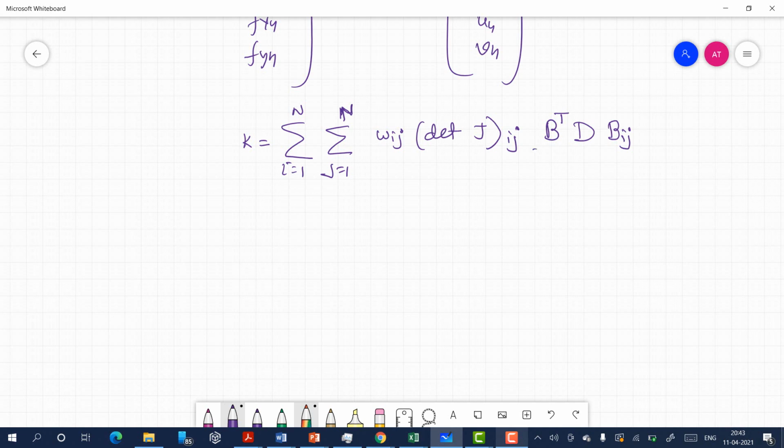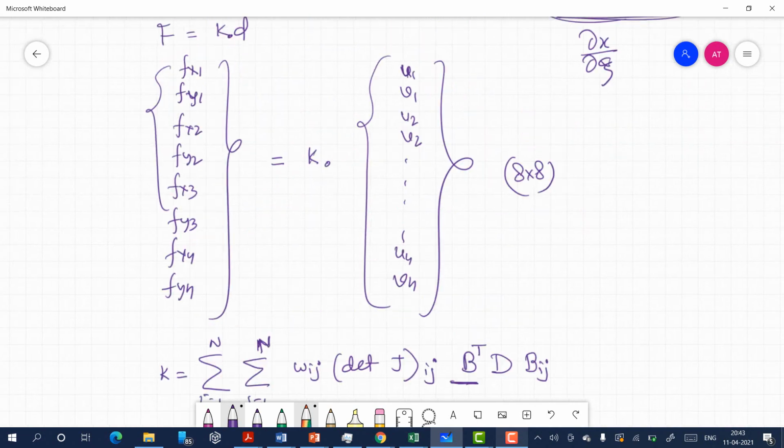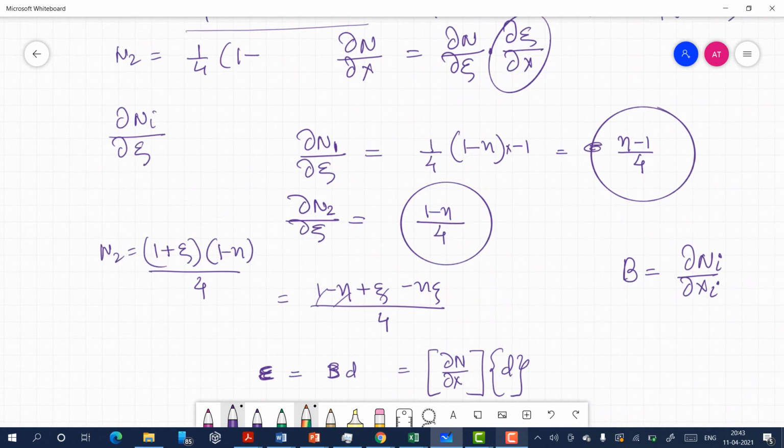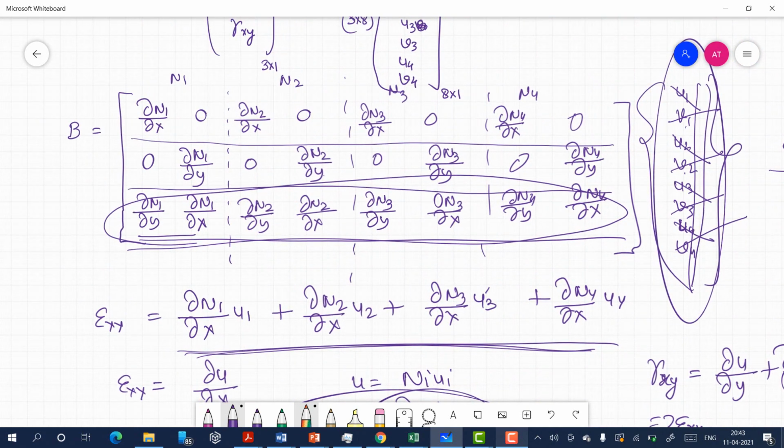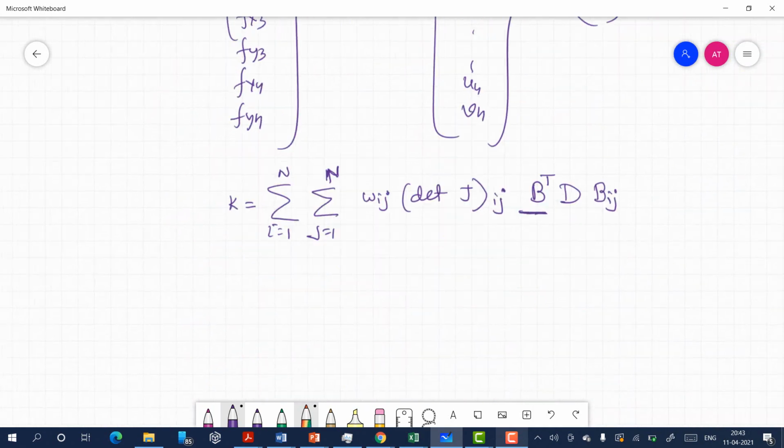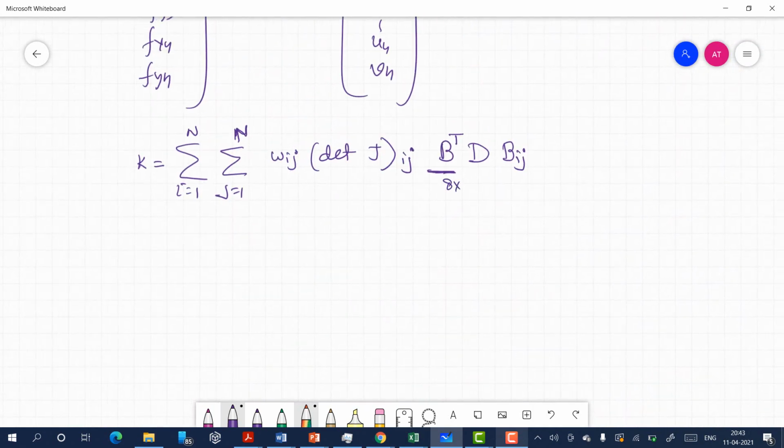So what is B matrix? That we know. Okay. So what is the dimension of our B matrix? Yeah, so this is 3 cross 8. So B transpose will be 8 cross 3, right? And what is D? D, don't worry, D is actually the elastic modulus matrix, but it is a matrix which we have read in MM302. So that you know what it is.